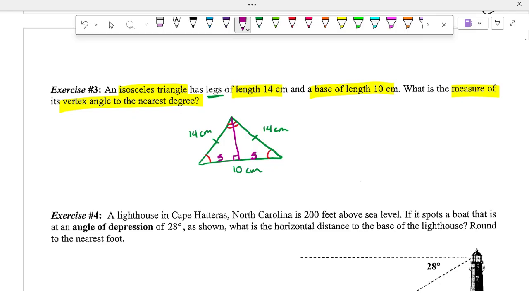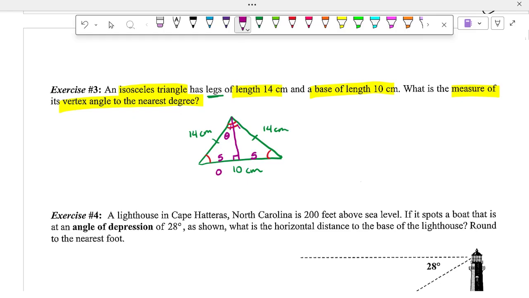We know that these two angles have to be congruent, but we're trying to find the vertex angle. So that means that these two little pieces would have to be congruent. Let's say that we're just trying to find one of them. We'll call that theta. How would I set this up?